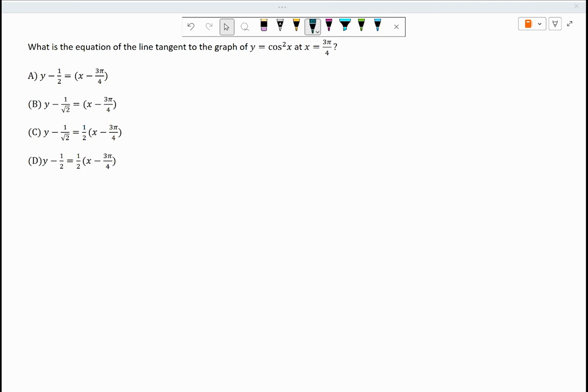Now from algebra, we know that the equation of the line can be found by using the following formula: y minus y1 is equal to the slope times x minus x1. Here x1, y1 would be a point on the line, and m here is the slope of that line.